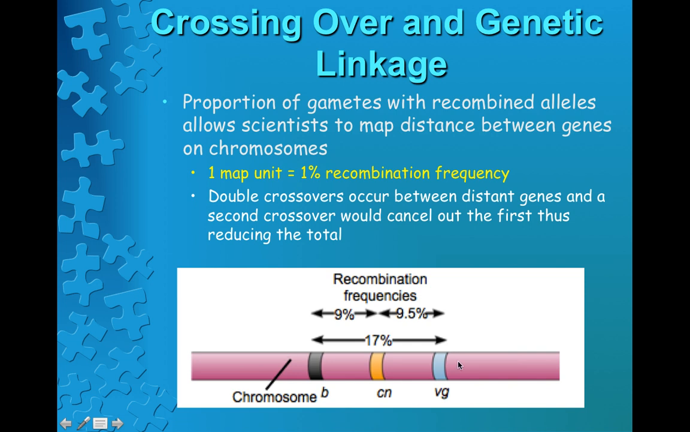Here's a chromosome length. This allele B and this allele VG recombinate 17% of the time, so there's 17 map units between them. B and CN recombinate 9% of the time, so there's 9 map units between them, and 9.5 between CN and VG. Knowing all of that information, you can start figuring out where they're located in relation to each other. And if we add 9 plus 9.5, you get approximately 17%. So that's one way that we can start doing this, and we're going to do some practice problems over the next couple of days of how this actually works.